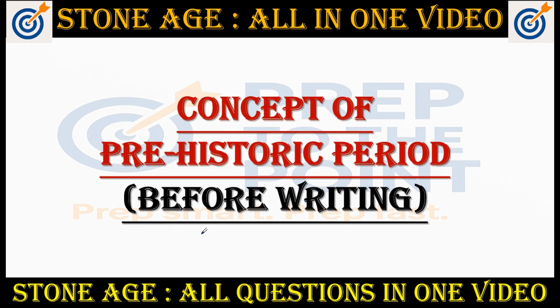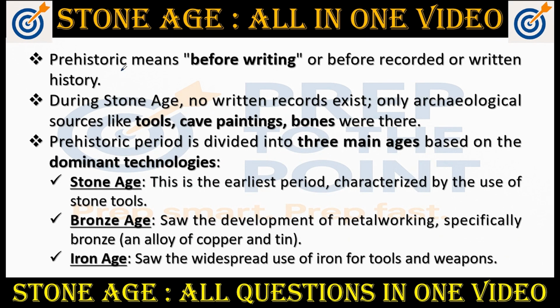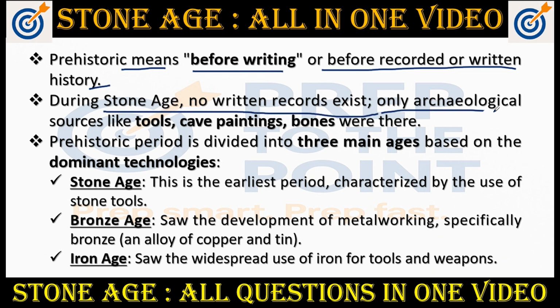First of all, concept of prehistoric period. Prehistoric means before writing or before recorded or written history. During Stone Age, no written record exists, only archaeological sources like tools, cave paintings, bones were there. Prehistoric period is divided into 3 main stages according to dominant technologies, and they are Stone Age, Bronze Age and Iron Age.